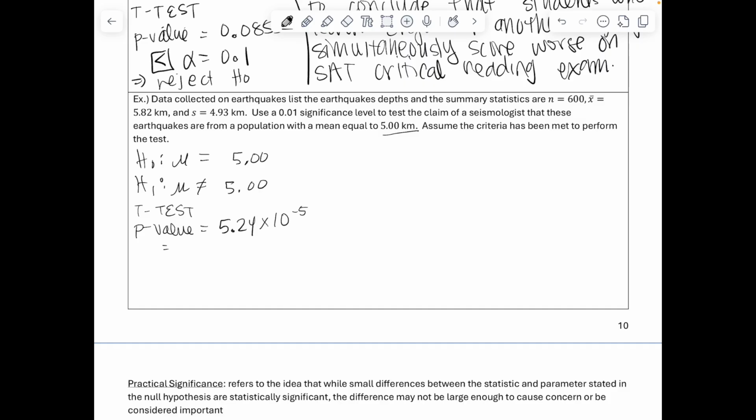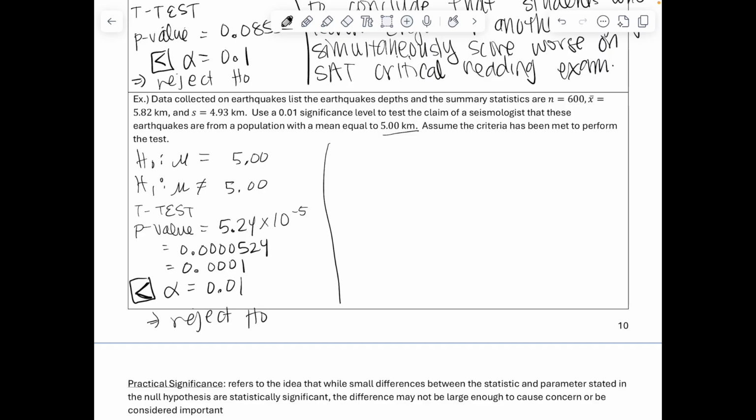So moving our decimal point 5 places to the left, we get 0.0000524. And then rounding this to 4 decimal places, we get 0.0001, since the 5 makes the 0 become a 1. And then comparing this to alpha, which for this problem is given as 0.01, we do have that our p-value is less than alpha, so we are going to reject H0.